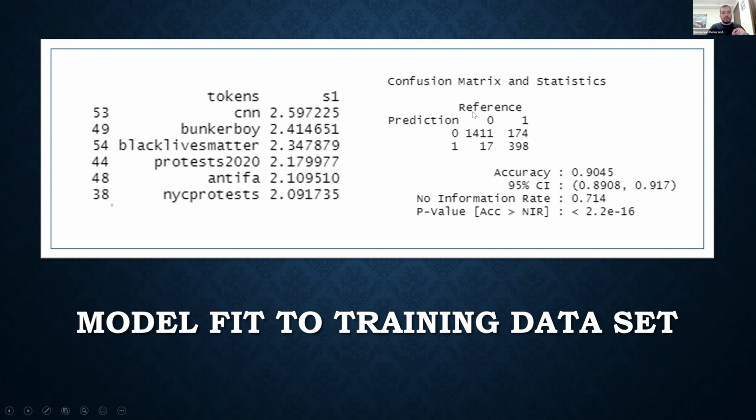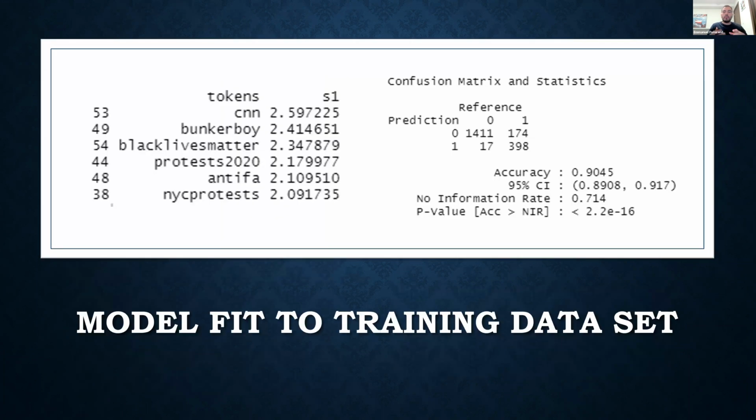With the confusion matrix, in the first column we have the predictions, and in the second column we have the reference. The zeros are negatives and the ones are positives. In this case, the reference was 0 and we predicted 0 for 1,411, and the reference was positive and the prediction was positive for 398 of the nearly 400-something, which is a very good accuracy. We see that the accuracy is above 90%, so that's great.